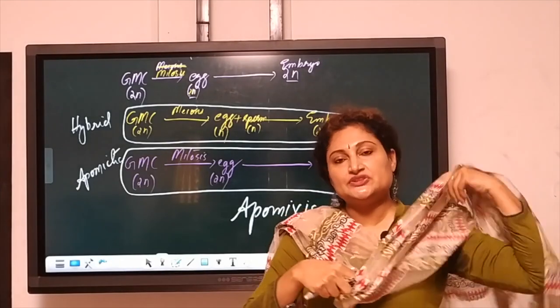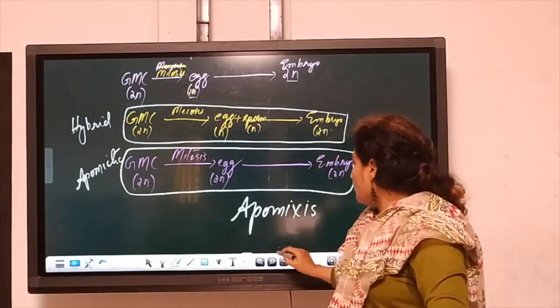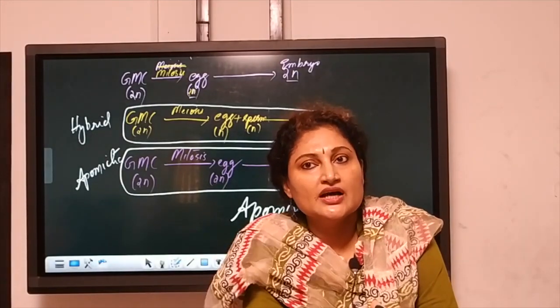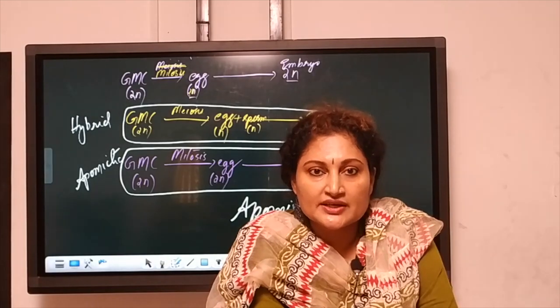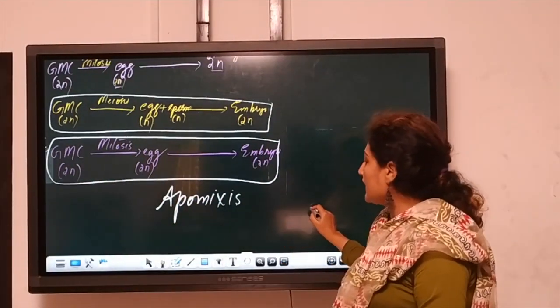It is found in species like Asteraceae and grass. Now, in the agricultural industry, hybrid seeds and apomictic seeds, which are preferred? Can you guess? It is the apomictic seeds. The apomictic seeds are preferred over the hybrid seeds.